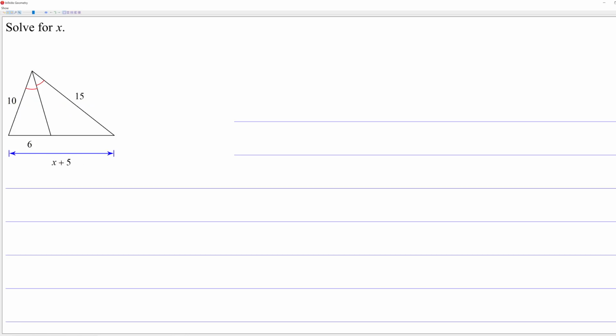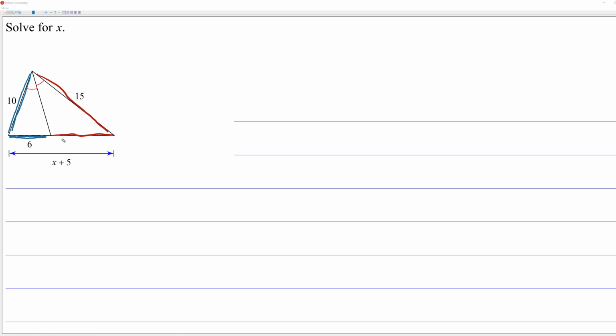So here we have the same idea. This is an angle bisector. So this part, labeled with the 6, when we write a proportion comparing it with this side labeled with 10, that's going to be in the same proportion as this part, which doesn't have a label, if you'll notice, compared to the side that it's next to, labeled with the 15.